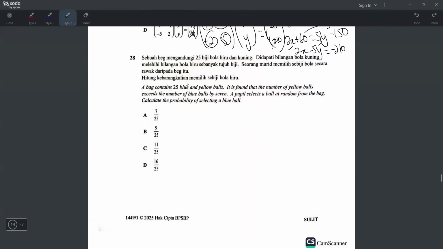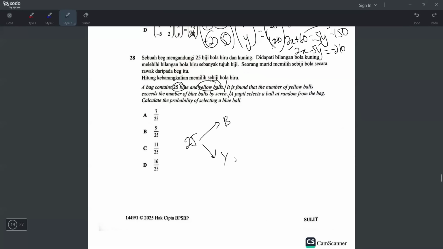This looks like a probability question. A bag contains 25 blue and yellow balls. Okay, I think what it means is 25 is the total, and then you have some of it is blue, some of it is yellow. Okay, it is found that the number of yellow balls exceed the number of blue balls by 7. A pupil select the ball at random from bag, calculate probability of selecting a blue ball. Okay, dia langsung tak bagi tahu bilangan blue berapa, yellow berapa. Tapi ada satu clue dekat sini, ada satu information. Yellow exceed blue by 7.